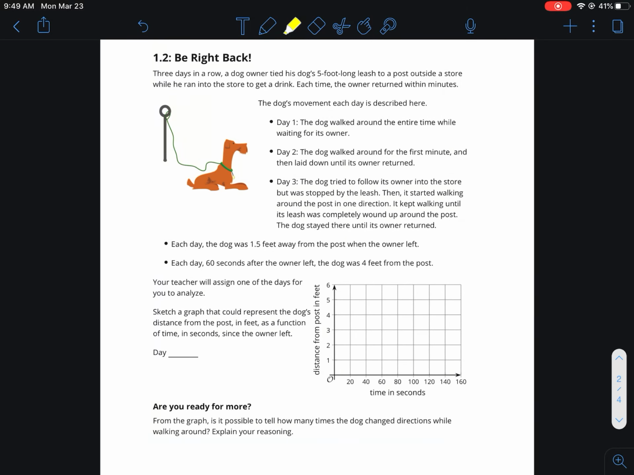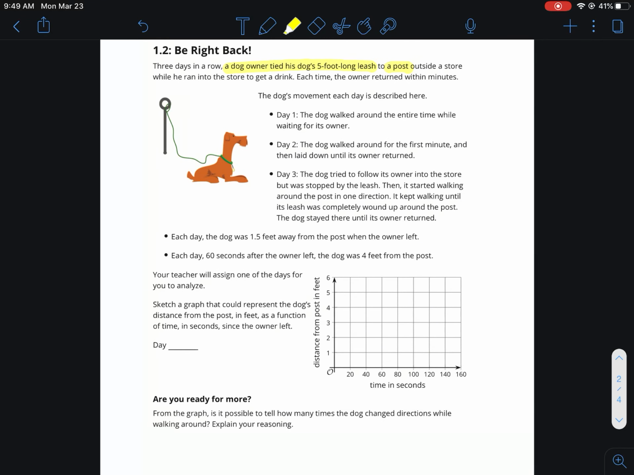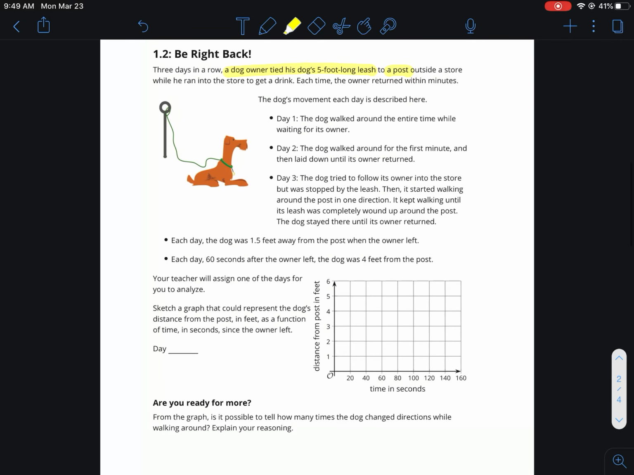So we are talking about a doggy who is just waiting for his owner while the owner runs into the store. So they tied the doggy's 5-foot long leash to the post outside, and he just ran into the store really quick. So the doggy's okay, not too hot of a day. So one thing I know from that right there is that the leash is 5 feet long.